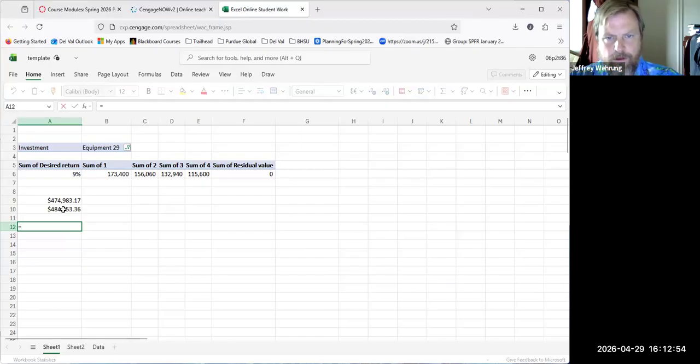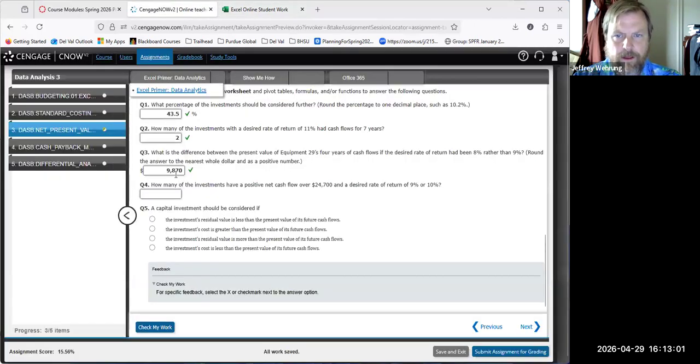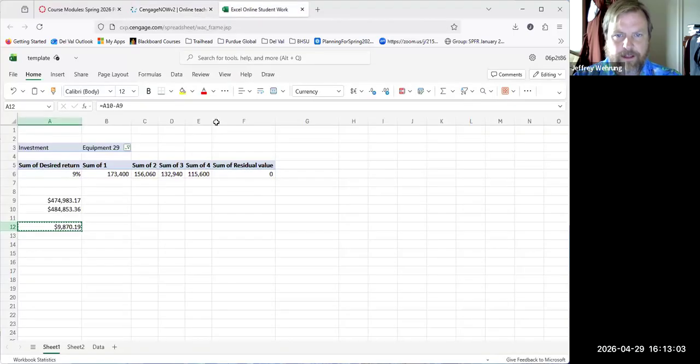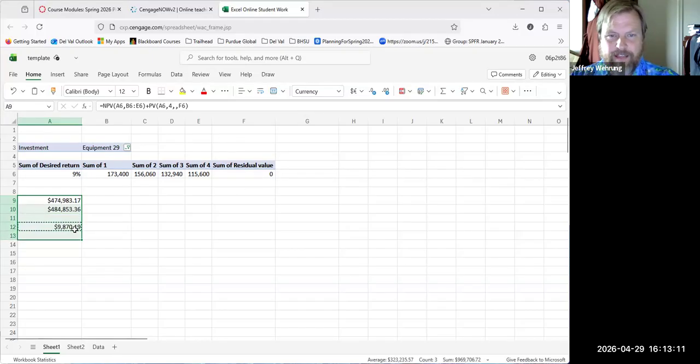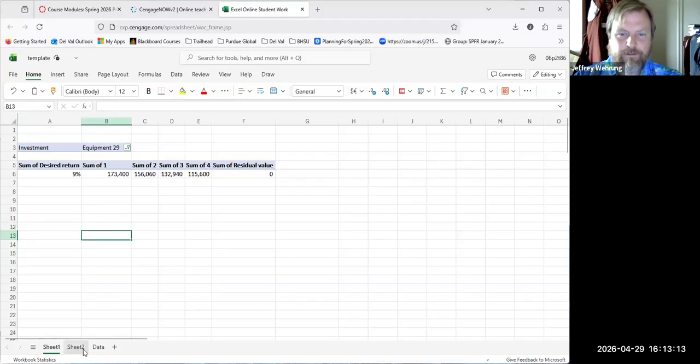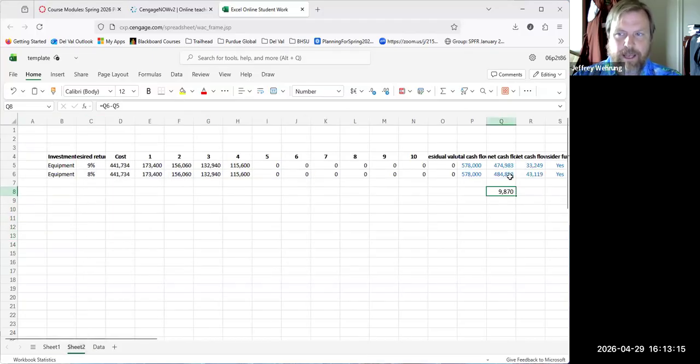Equals this minus this. Okay. Same number, 9,870. Right? And so I could do it this way with the pivot table. But honestly, all the pivot table did is it just gave me the same information that I already had in my data sheet. And so it was easier for me just to copy it in and use my existing calculation.